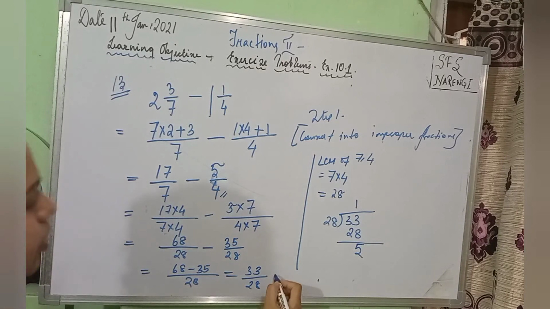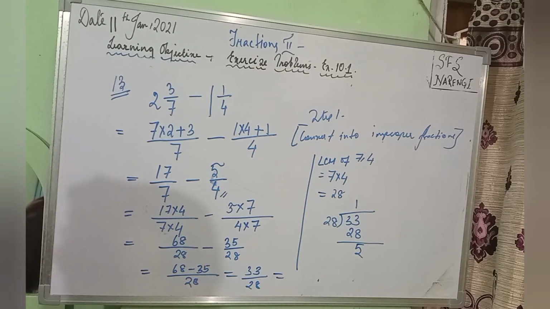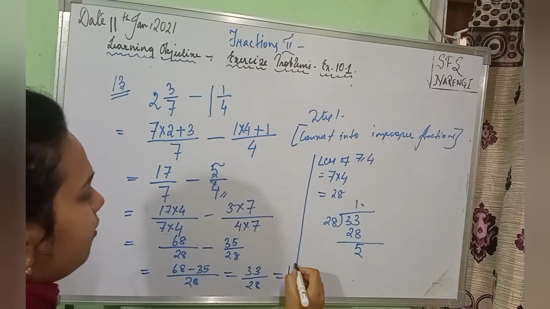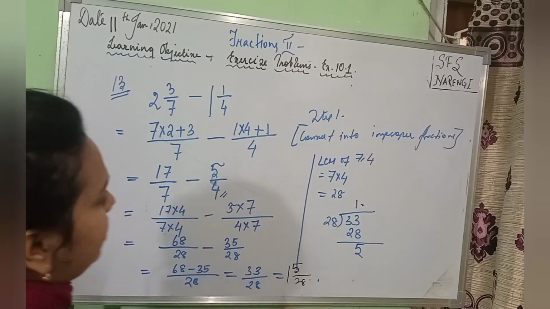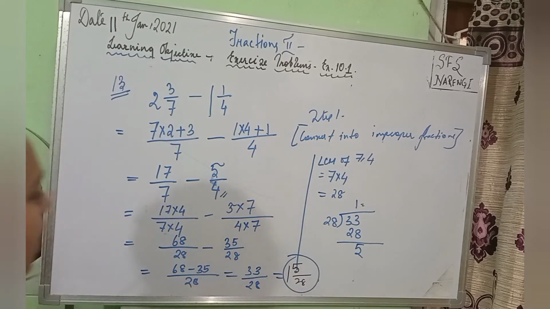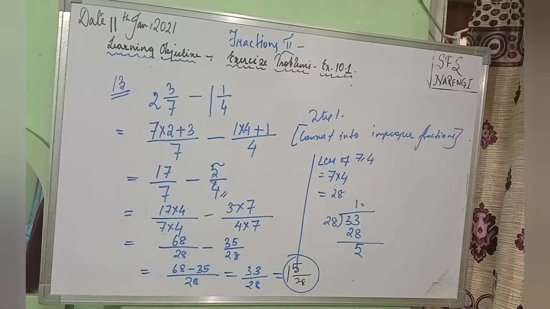So what will be my final answer? My final answer would be 1 as the whole number. So 1, 5 by 28. So this is my final answer. 1, 5 by 28. Okay children. So this is how we subtracted two mixed fractions.